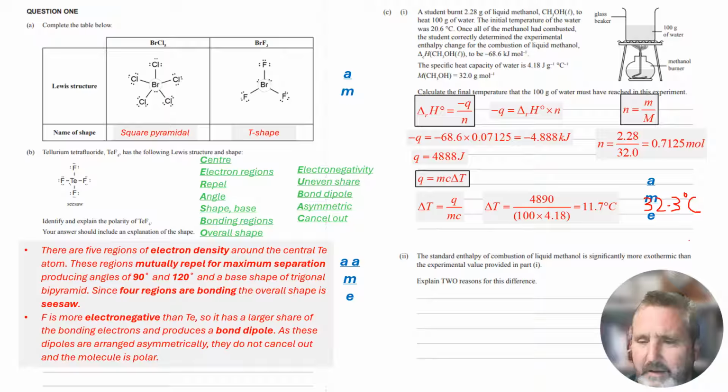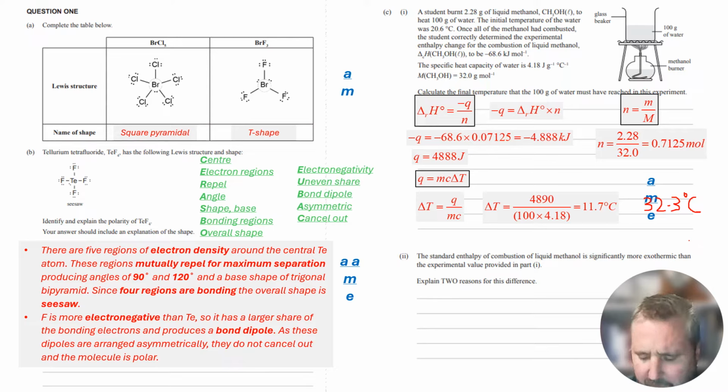Okay, so achieved, merit, excellence. If we get one of these parts correct, we get the achieved. If we get the correct process, and it's quite a long process, with one error, so let's say I only put 11.7 degrees Celsius instead of adding it to the 20.6 at the start, I might only get the merit. If I get the final answer to 3 significant figures and the correct unit, which is 32.3 degrees centigrade, actually for this they accept 2 to 4 significant figures, even though we're supposed to give it to 3. So if we do all of that, we get the excellence point.